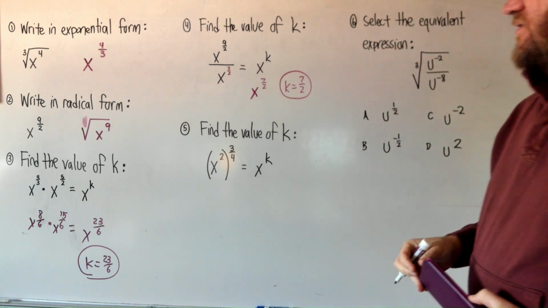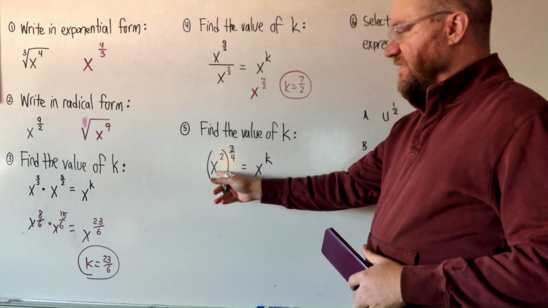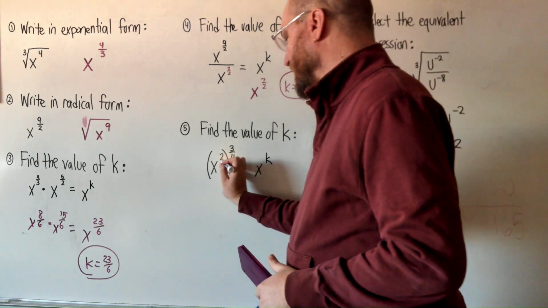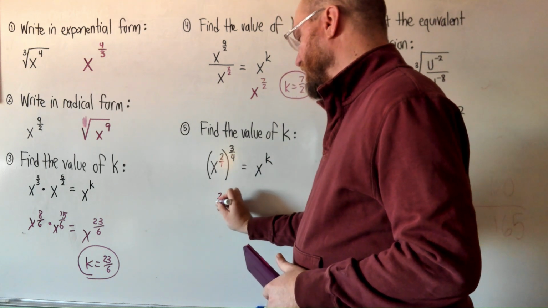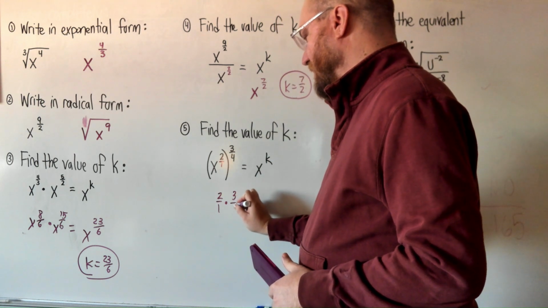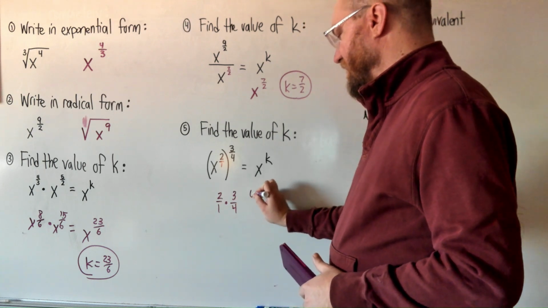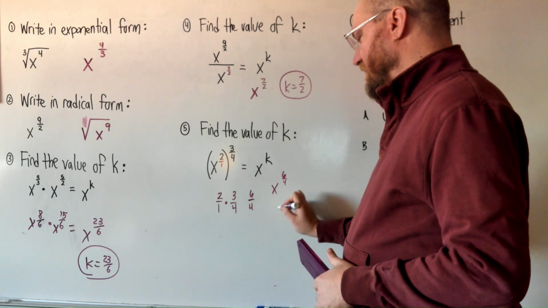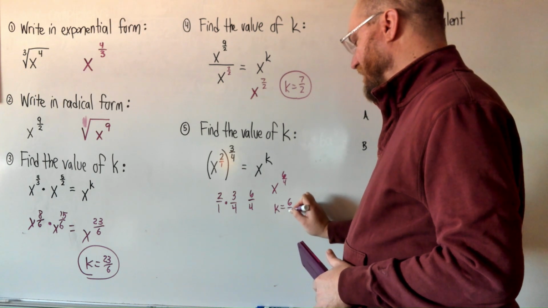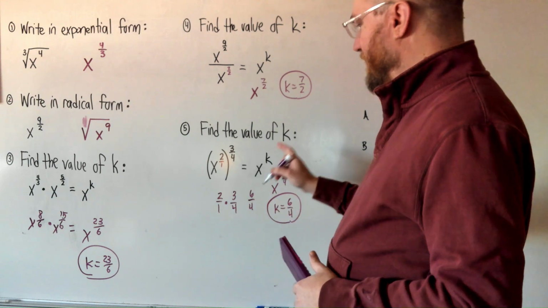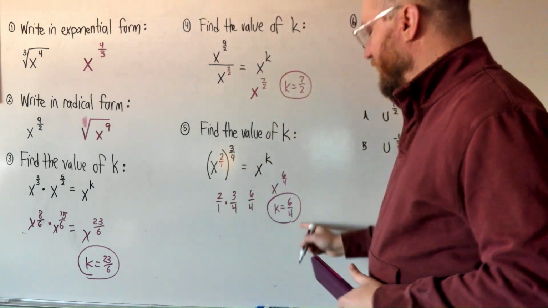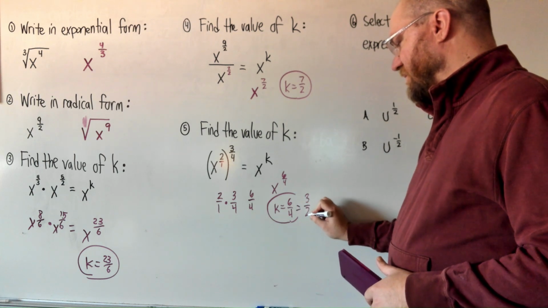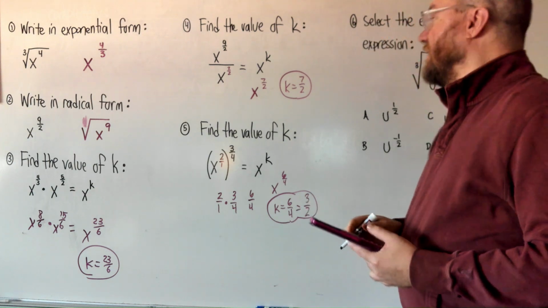All right, number 5 says find the value of k. When you're raising an exponent to another exponent, you multiply the exponents. And to multiply fractions, we just do top times top and bottom times bottom. So 2 times 3 is 6. 1 times 4 is 4. So x to the 6/4 is our answer. So k is equal to 6/4. This one can't be reduced. This one can't be reduced. This one technically can be reduced. So let's make it 3 over 2, just to be technical here.